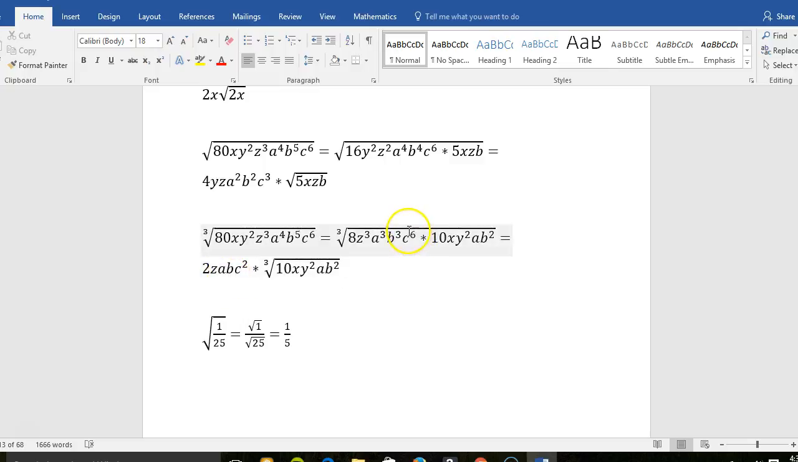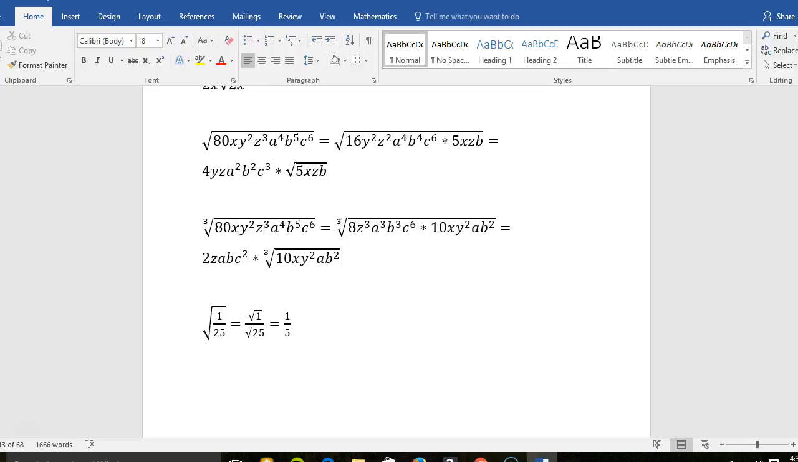Now c to the 6, 6 divided by 3 is 2. It's c squared when it comes out. And then times the cube root of the stuff that could not come out at all. Okay, so there's that. And this is just a good thing to know how to do, okay? So let's move on to other stuff.